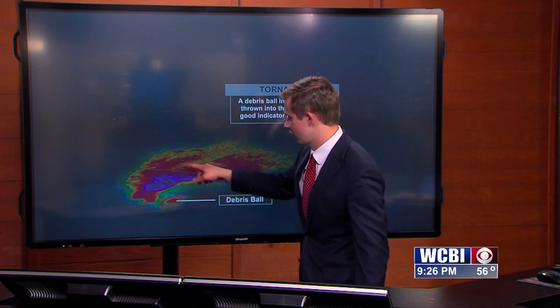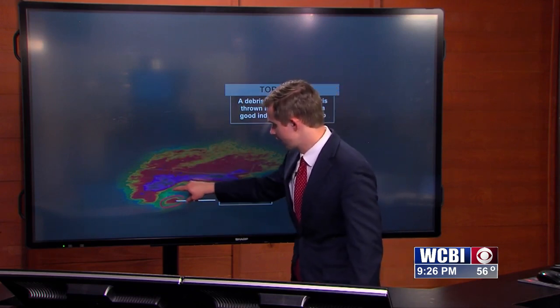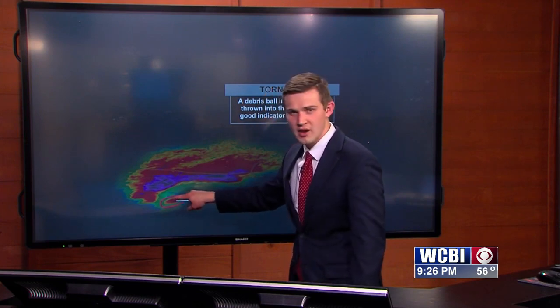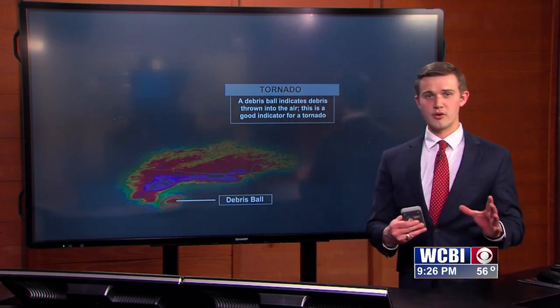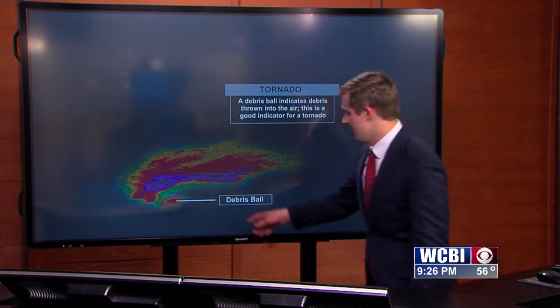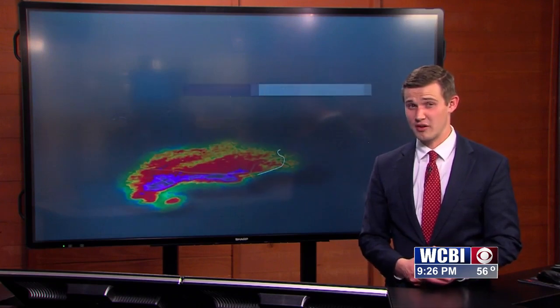when you're looking at this Hook Echo, this supercellular signature on radar, when you see a brighter ball, a brighter area of values in that Hook region, basically it's showing debris thrown up into the air. The radar's picking that up, and it's telling us we're seeing higher values here because we're seeing more stuff in the air. And so if you ever see a signature and then you see these higher values here, it may be an indication that there might be a tornado on the ground.